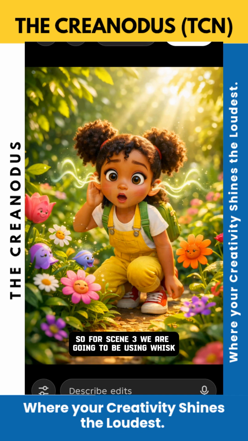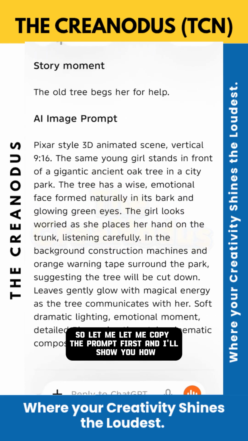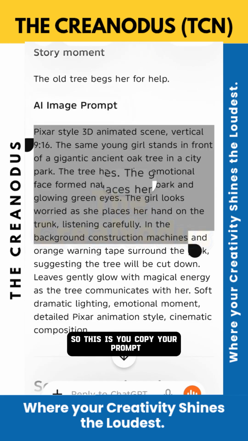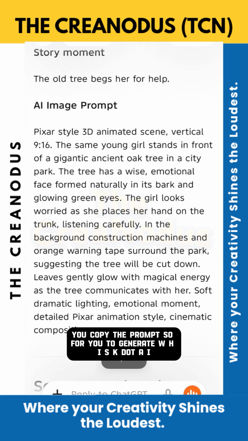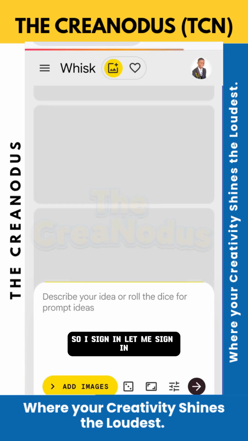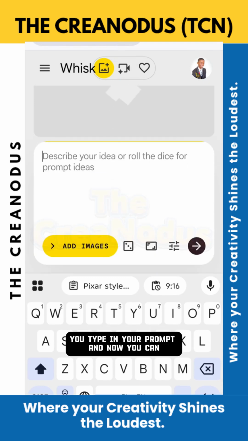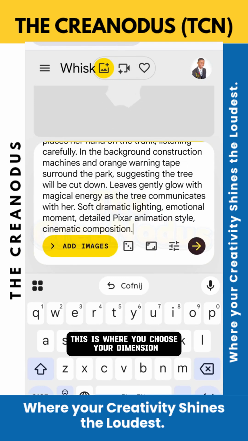So for scene 3, we are going to be using Whisk. Yes, for scene 3, we'll just use Whisk. So let me copy the prompt first and I'll show you how. You copy your prompt. So for you to generate, go to whisk.ai. So I sign in, let me sign in. Now you type in your prompt here, and this is where you choose your dimension.